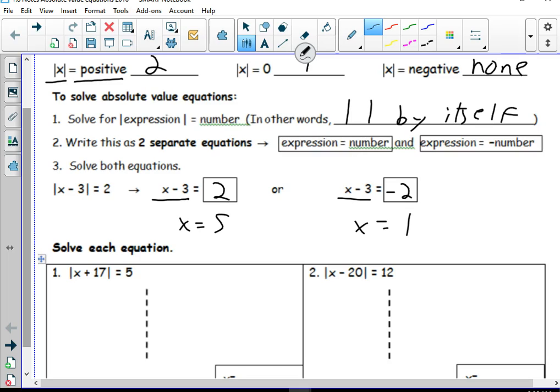Now, again, we talked about this. Here's the beauty of math. You can plug this 5 in right here. What's 5 minus 3? 2. And what's the absolute value of 2? In other words, how far away is 2 from 0? 2. You can also plug the 1 in.